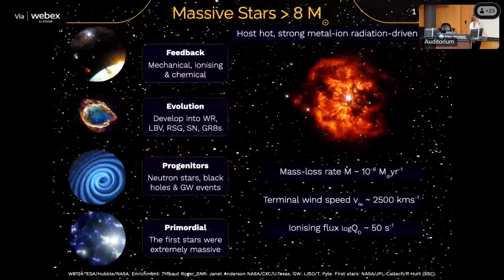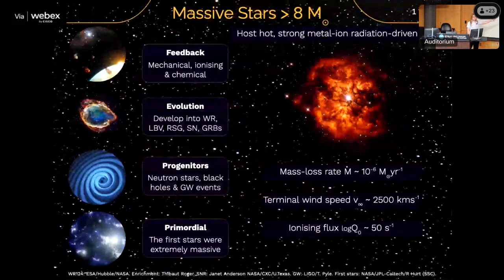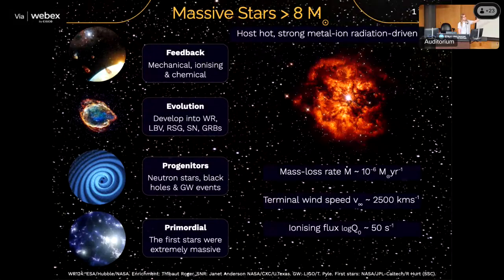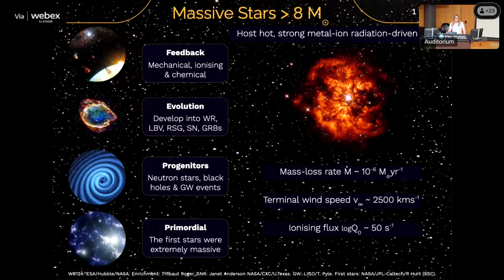And so you can see some of the different topics this ties in with that I've listed here. If you're interested in feedback, these things are making a ton of output for the surrounding medium. They are evolving into these weird, rare evolutionary phases. So things like Wolf-Rayet stars, red supergiants, supernovae, they were massive stars at some point. And similarly, they're also becoming black holes, neutron stars, gravitational wave events.